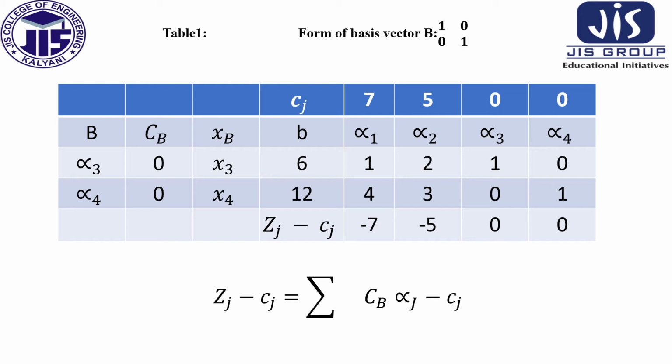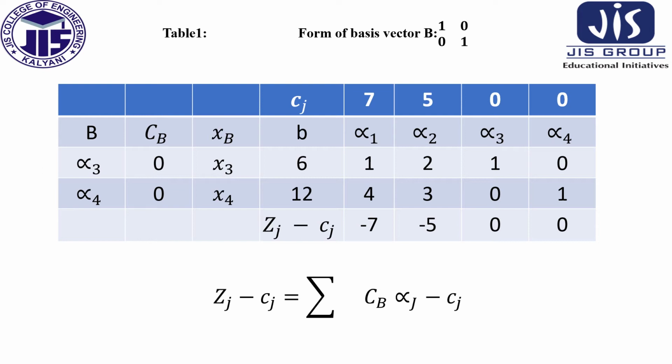How can we calculate the zj minus cj? The formula is summation of cb alpha j minus cj. See the cb column; summation means we have to calculate every row. That is cb into alpha 1 plus cb into alpha 2 in the second row. If a third row is present, we take cb into alpha 1 as well, and add all the values, so we get the summation of cb alpha j.